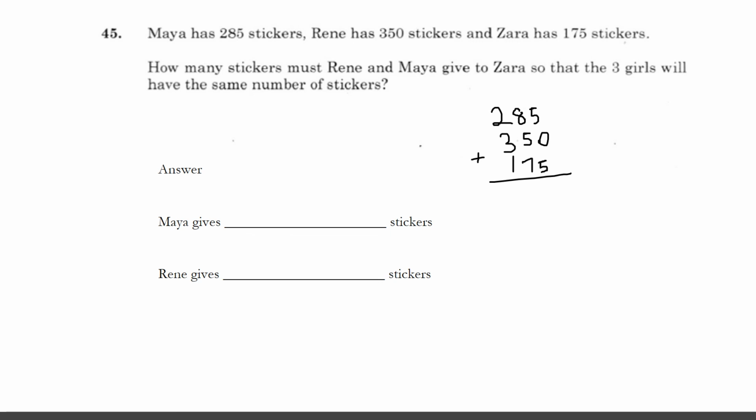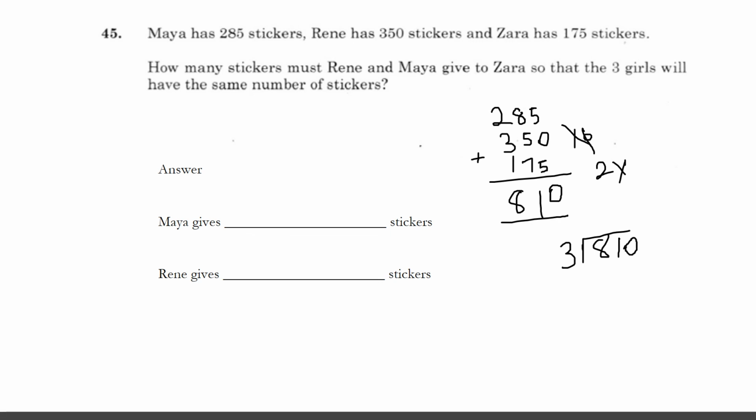So let's add. 5 plus 5 is 10. 8 plus 5 plus 7 plus the one outside is 21. Plus 3 is 5, plus 1 is 6, plus 2 is 8. So we're getting 810 as the total number of stickers. Now, what we need to do is divide 810 by 3.